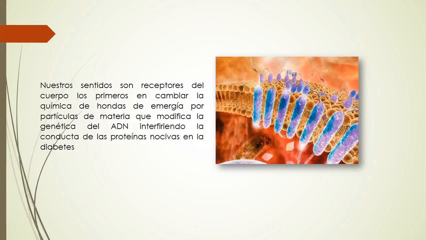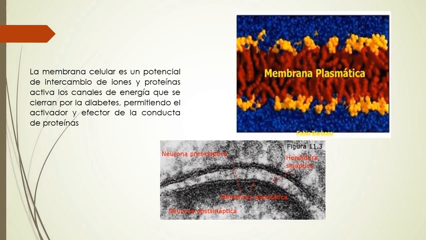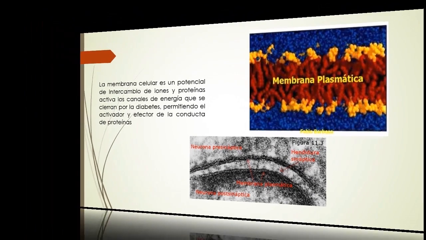Our senses are receptors of the body, the first to change the chemistry of emergent slings by particles of matter that modifies DNA genetics by interfering the behavior of harmful proteins in diabetes. The cell membrane is a potential ion exchange protein and activates the energy channels that are closed by diabetes, allowing the activator and effector of protein behavior.